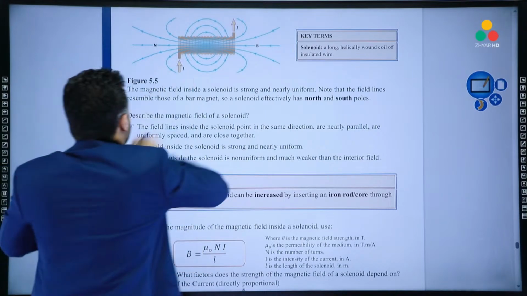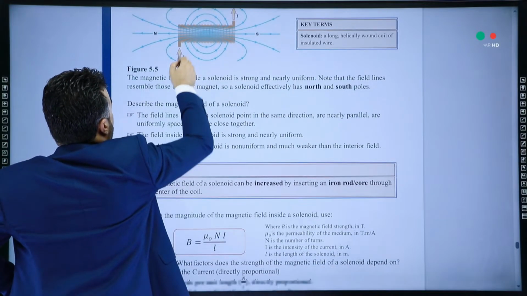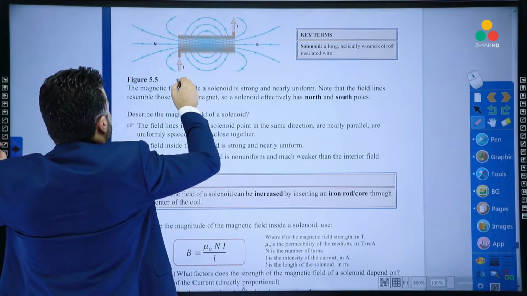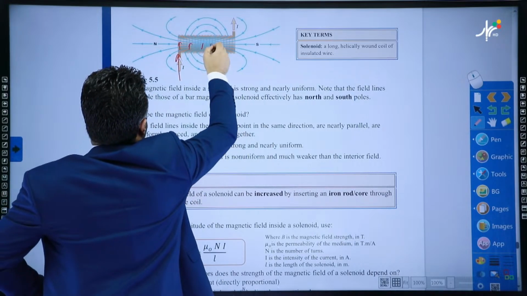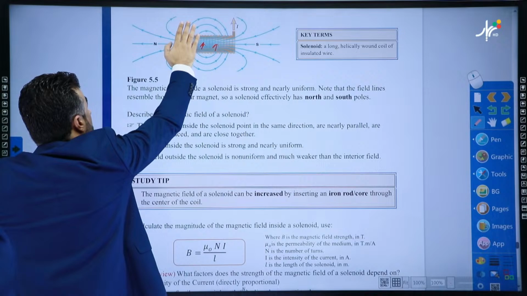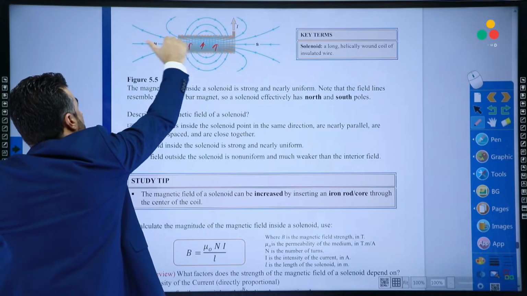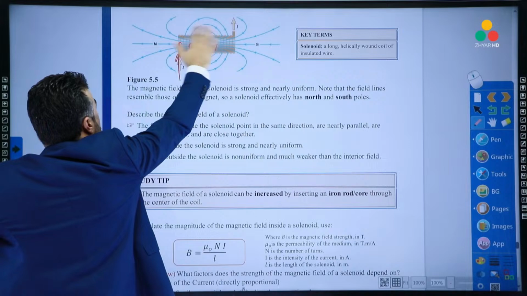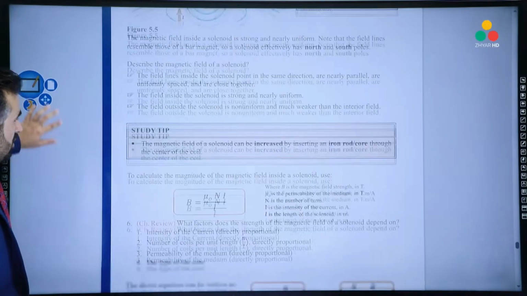So if that is the direction of the current, as you can see here, let's use this. If this is the direction of the current here, you can see it goes like this, yeah? So if you align your fingers in the same direction as the current, then you can see that this side must be north, or you can say the magnetic field lines point this way, then the other side will be south. We have a study tip, which is also very important.